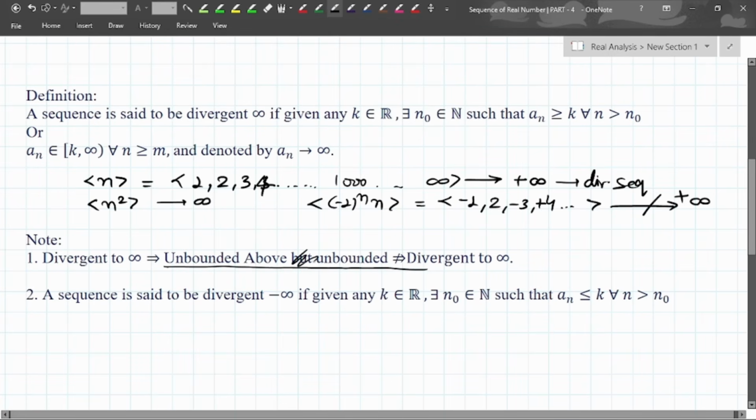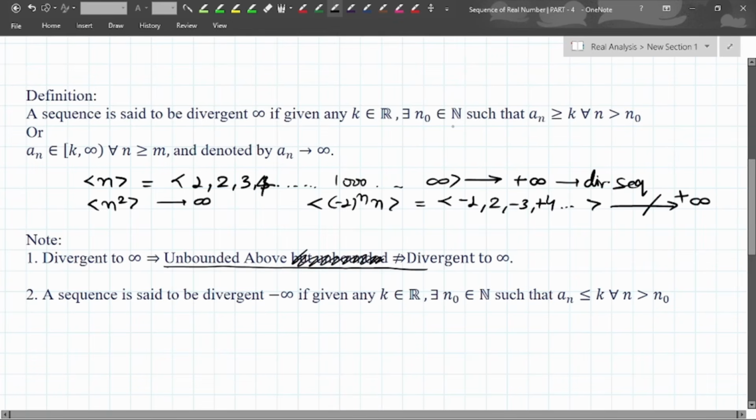Sorry, so diverges to infinity means what? My sequence is unbounded above. Let's say it is 1 to infinity: it starts from 1 but goes to infinity, so it is unbounded above. Bounded below, okay, it is bounded below.